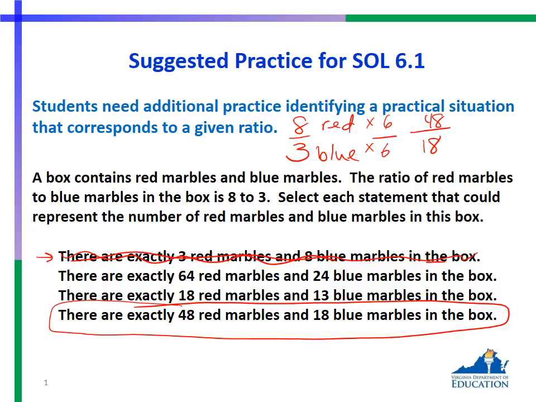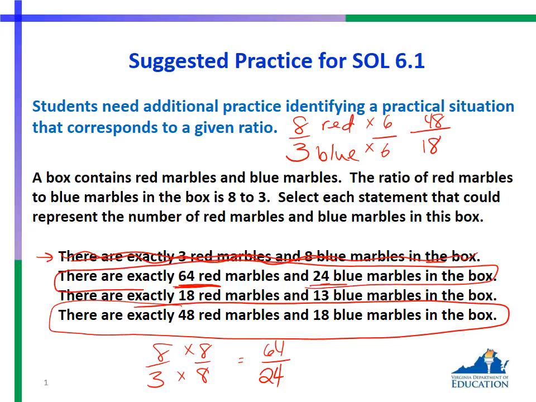I can also go ahead and say, what happens if I multiply 8/3 by 8? So we can test the 64 red marbles. So I know that 8 times 8 gives me 64. And whatever I do to the bottom, I do to the top. So I have 64 and 24. So that one works. So I have 2 statements here. But to get to 18 and 13, 18 is not a multiple of 8, so I can cross that one out right away. So right here I have 2 statements that work for this problem.